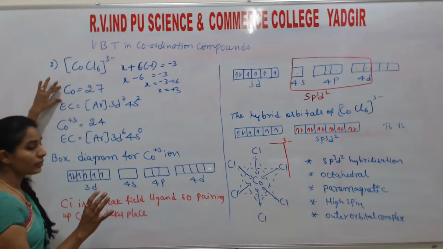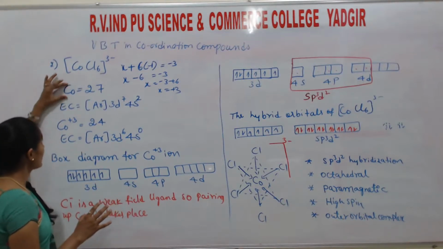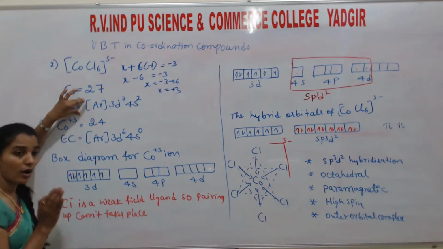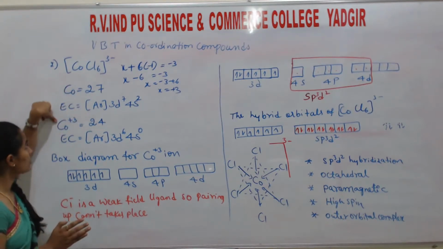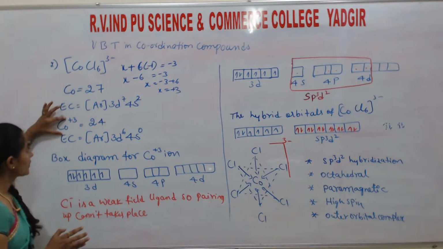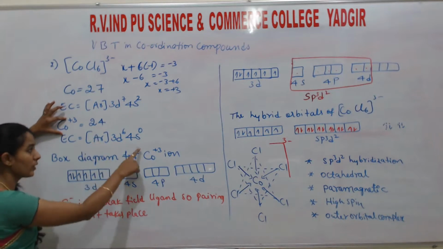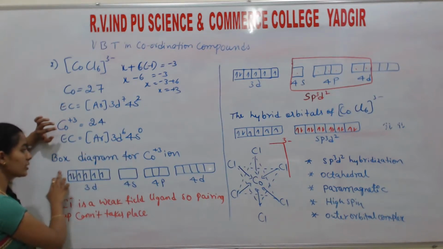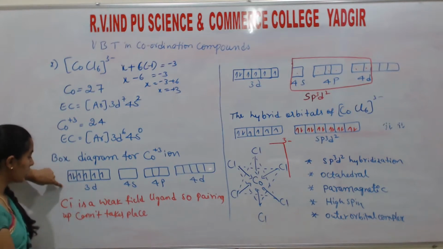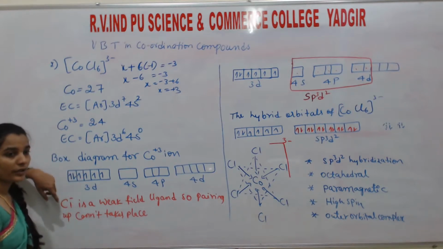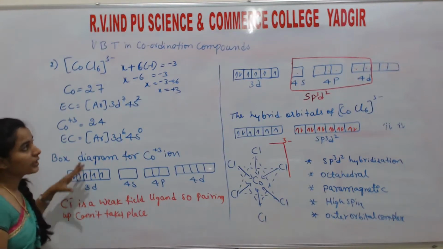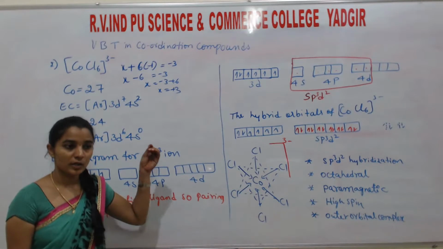First thing, you have to write the atomic number. Consider the electronic configuration of the atom. Then calculate the oxidation state in the complex and write the ionic configuration here. Okay. Once you write the ionic configuration, write the box diagram for the ion. Once you write the box diagram for the ion, consider which type of ligand is bonded to the central metal atom. Based on that, check whether pairing up takes place or not.